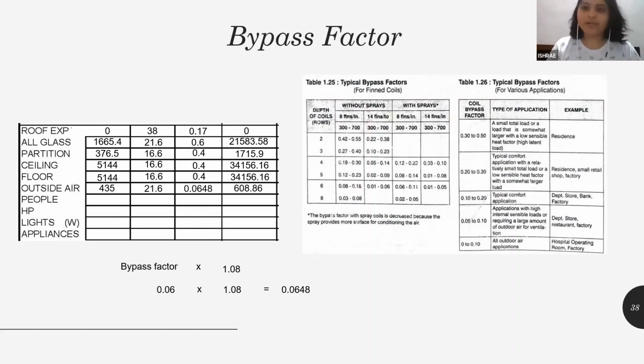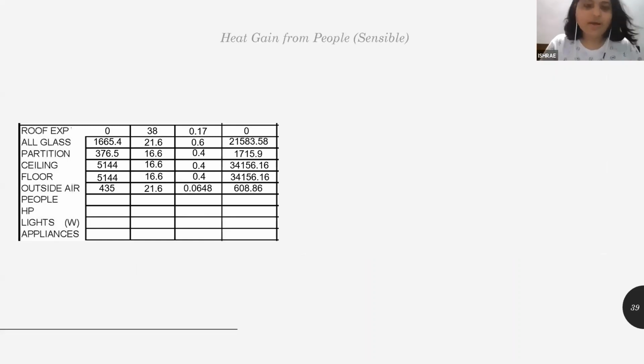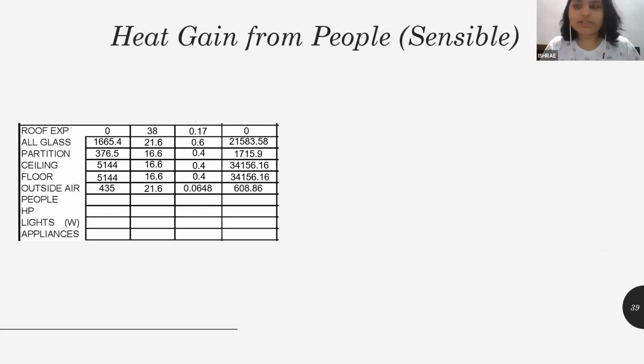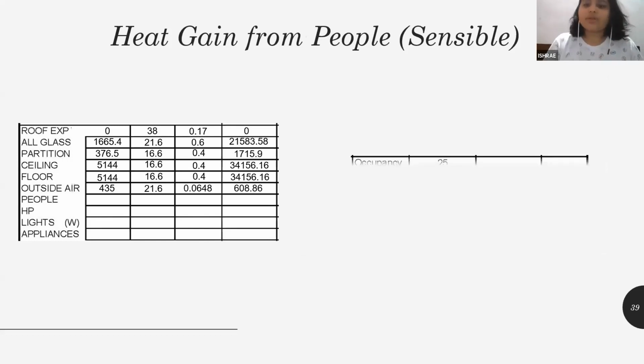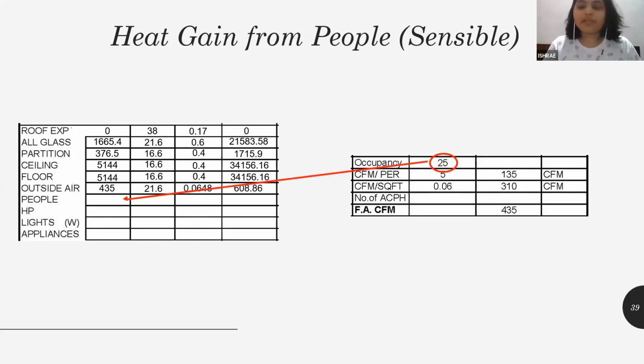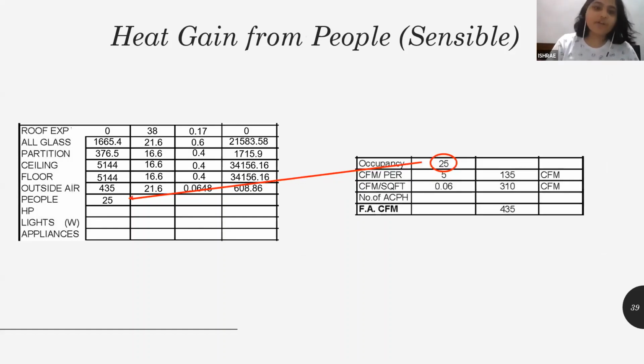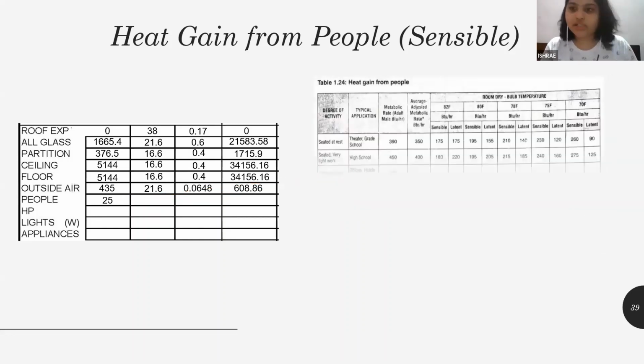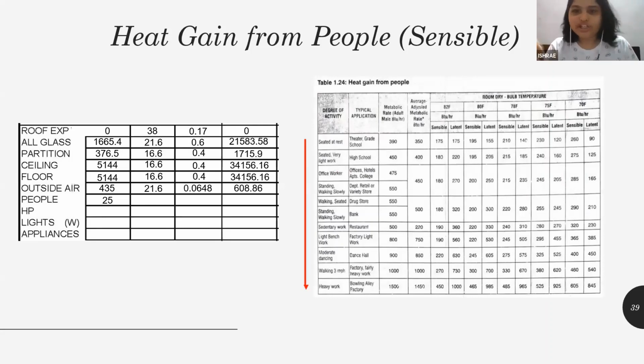Now, people: हम लोग में से भी तो कुछ ना कुछ heat load निकलेगा ही ना. We also emit heat. So we are going to talk about the sensible load from people. For that, we need to know how many people are present. The occupancy we had calculated was 25. Next, we need the heat gain from the people. For that, you need to know the degree of activity.